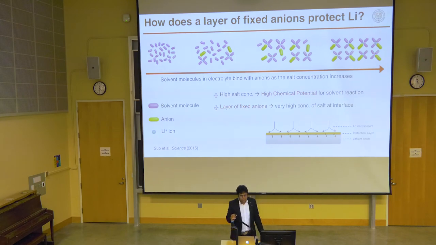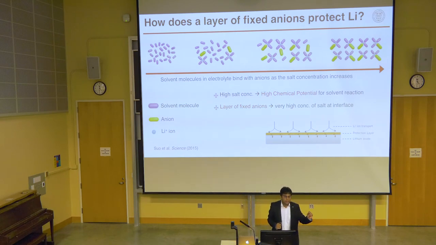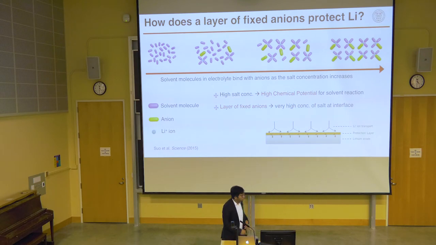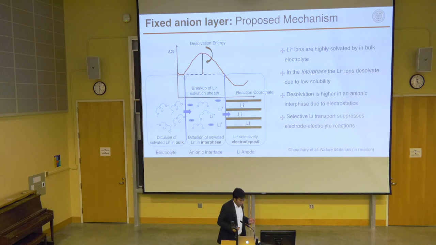What we thought here is that we don't want a very high salt concentration in the bulk electrolyte. If we just have a high salt concentration right at the interface, then it can solve the problem, right? Because that's where everything reacts. So this is how a layer of fixed anion at the interface prevents side reactions.